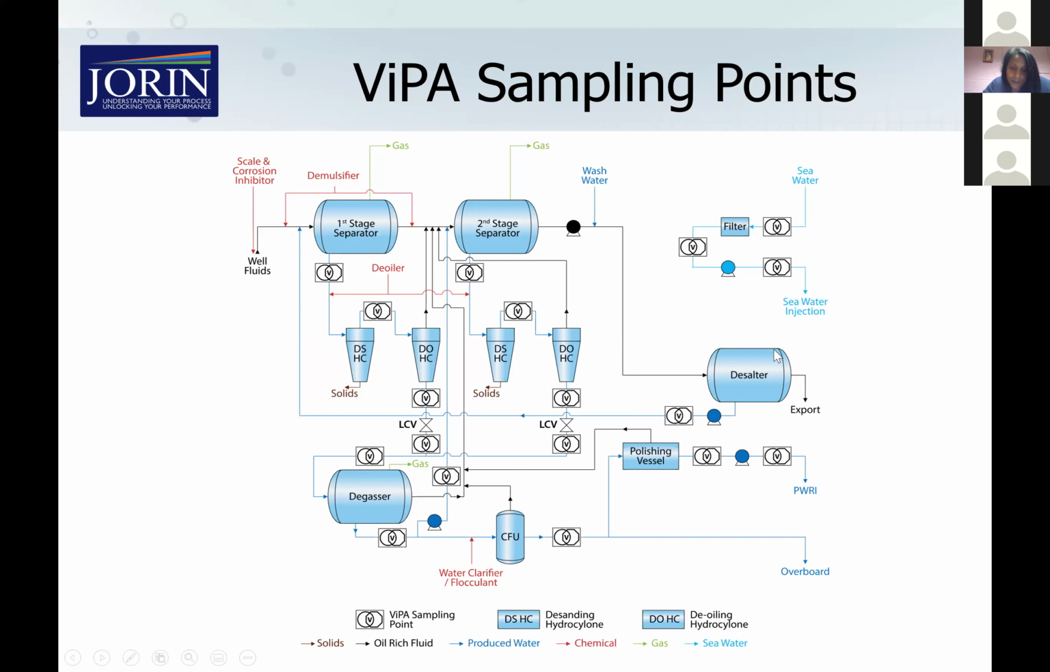And I touched on it for a few seconds, but the other application is also seawater. So there's no oil to measure here, but in seawater injection, there's still solids. Most seawater injection applications have filters, coarse filters, or just filters in general, and that also still needs to be analyzed. So ViPA will do the exact same thing for seawater applications, but just report solids concentrations and solid particle sizes.